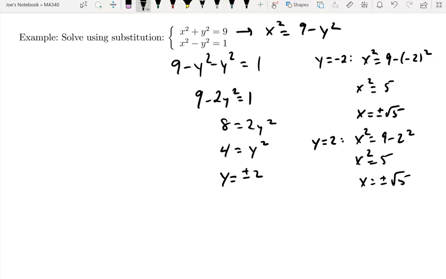So how many total solutions are we going to end up with? How many in total do we have? Got 2 when we used y equals negative 2. We got 2 when y equals 2. How many do we have total? 4, yeah. So what are they?